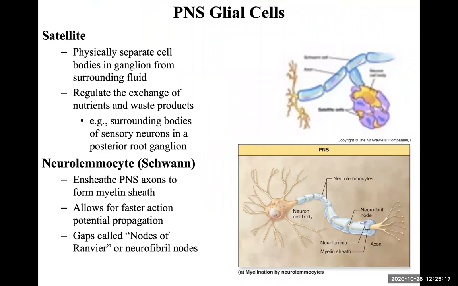Okay. Satellite cells. Let's go back to this peripheral nervous system cell. And luckily, I don't have too much to say about them. Satellite cells are cells that wrap the cell body of neurons in the peripheral nervous system. And we don't entirely understand what they do. We know that they are important in protecting and supporting and nourishing peripheral nervous system neurons. And they help to eliminate waste that's produced by those neurons and regulate nutrient exchange.